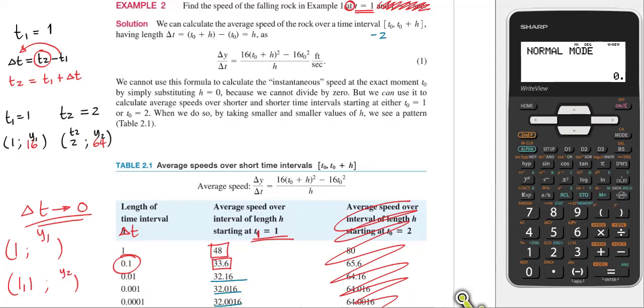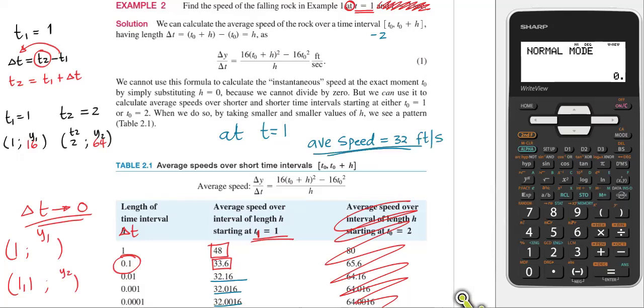So that means the true answer at T equals 1, the average speed, will be 32, without actually substituting that value that gives you a 0 denominator, undefined. So it's going to be 32. I almost wrote meters per second, but it's feet per second.